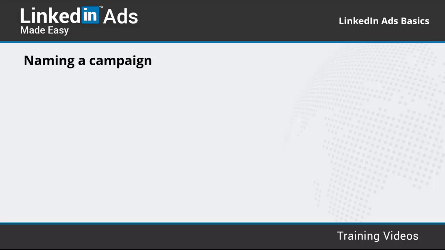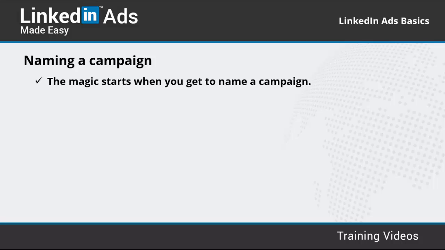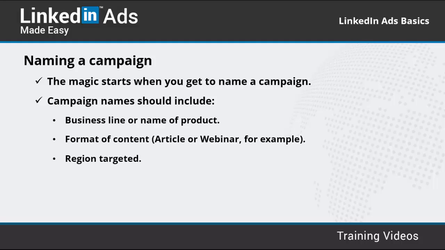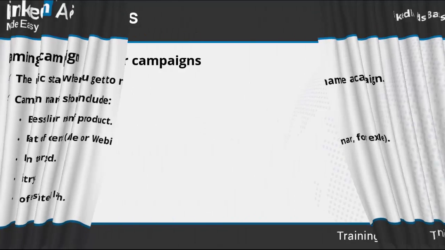Naming a campaign. The magic starts when you get to name a campaign. This is not directly tied to advertising performance, but following proper naming conventions will help you a great deal in keeping your individual campaigns in a structured and more organized manner. Campaign names should include business line or name of product, format of content, article or webinar for example, region targeted, industry, and date of estimated launch.